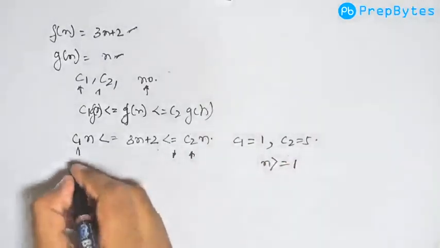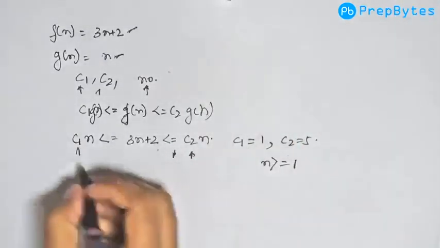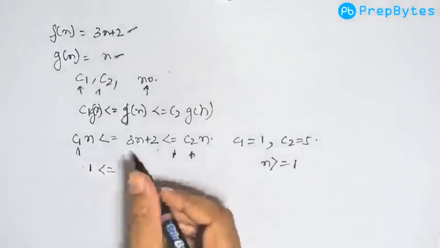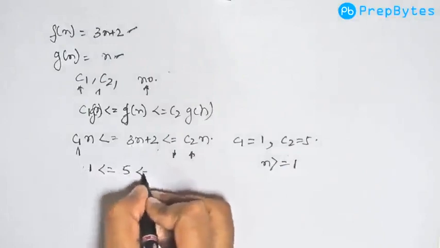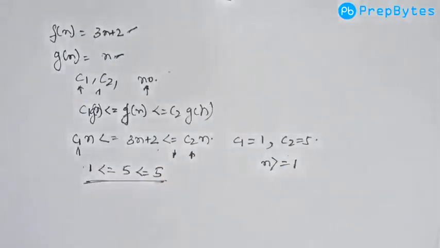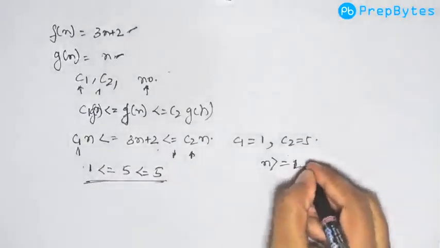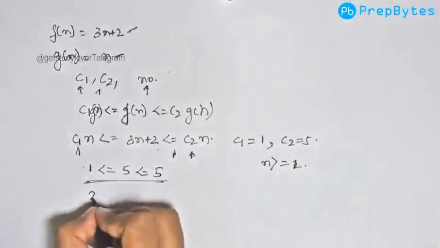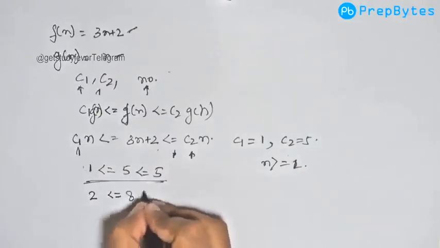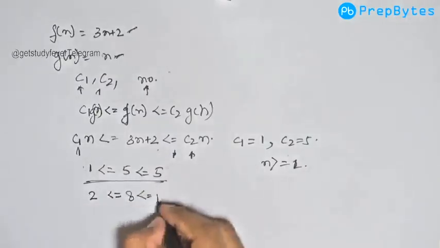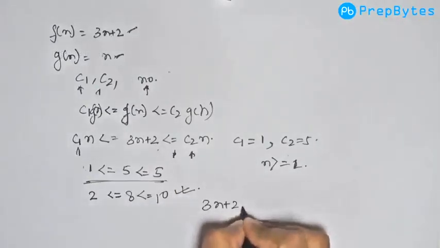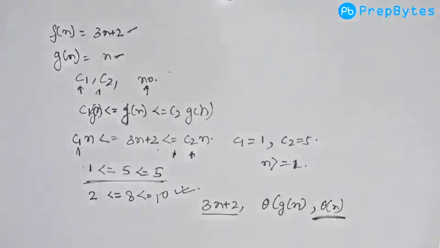So let's put C1 equal to 1. Let's put these values basically. So we have N as 1. So we have 1, N is 1, so this is 5, and this is 5. So we see that the condition is holding true. Now increasing N to 2, we see that this is 2, this is 8, and this is 10. So again this condition holds true. So we can write 3n plus 2 as theta of n.